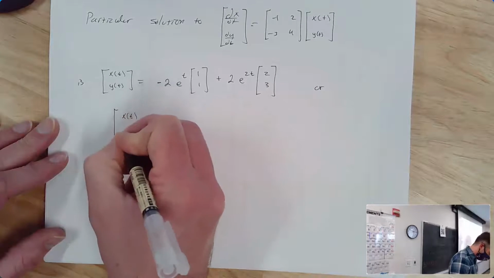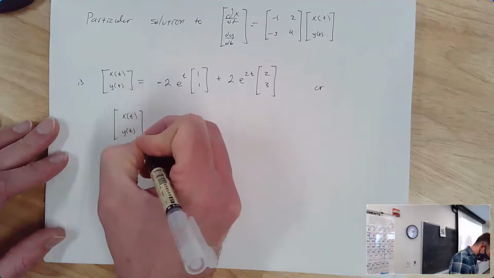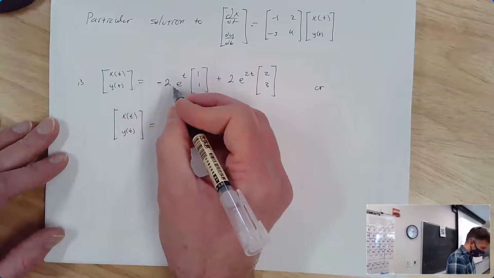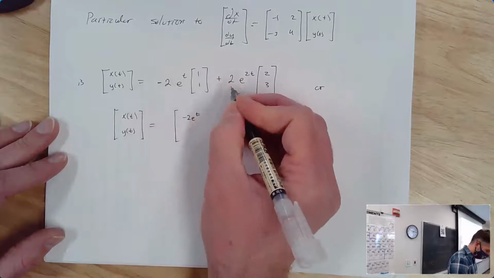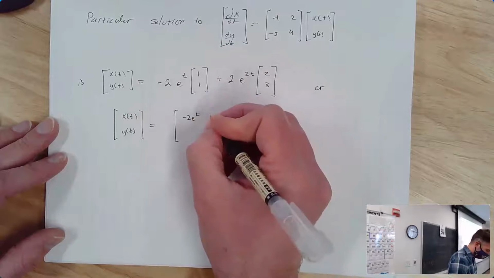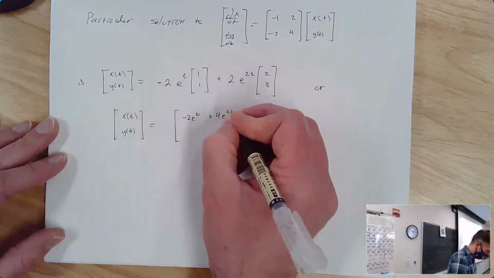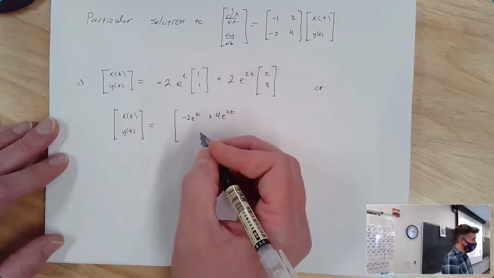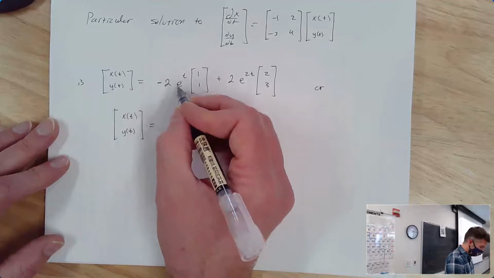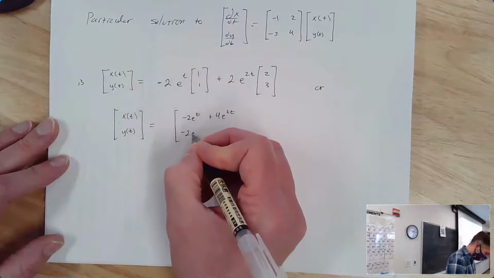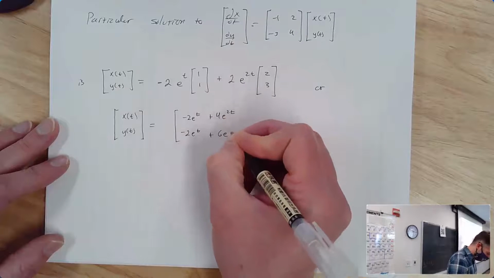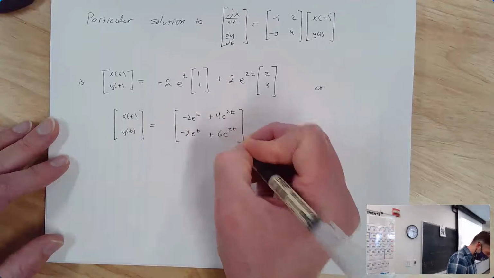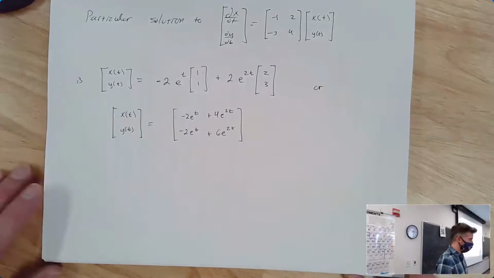x of t, y of t equals -2 e to the t times 1 plus 2 e to the 2t times 2. So that's 4 e to the 2t. That's what x of t is equal to. And y of t is going to be -2 e to the t times 1 plus 2 e to the 2t times 3. So there's the solution. There's a vector kind of written nicely.